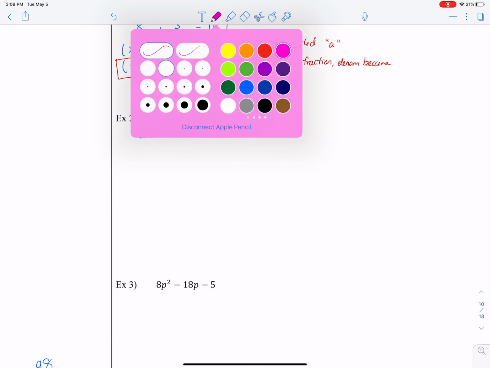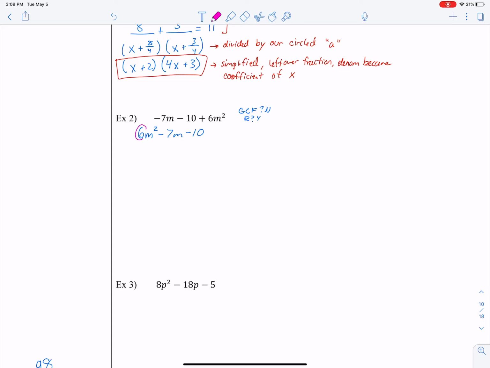Then our next step is we're going to circle what's in front of our m squared, and it's going to get multiplied to our negative 10. So we're going to write m squared minus 7m minus 60. Okay. So this is our starting place. So now we're going to factor as we normally would. So we have to write out all the factors of 60. We don't have to write these out, but I think it helps.